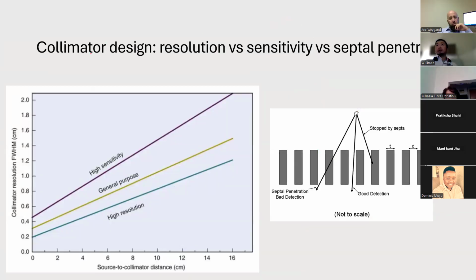We discussed the collimator design earlier. There are a couple of different collimator designs. You have higher resolution, which means you reject more photons, so you're allowing fewer photons and the sensitivity goes down. The mechanism is that you make this space longer, so you create a smaller acceptance angle, if you will. So resolution goes down and sensitivity goes up if you make this thing wider. So you have high sensitivity, general purpose, and high resolution.